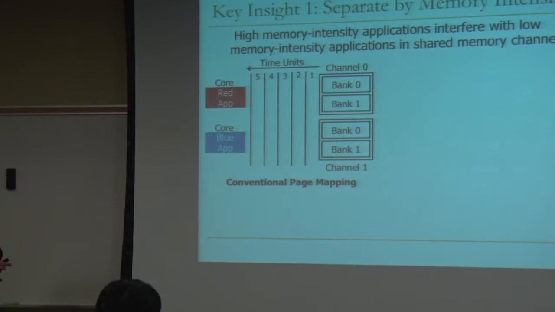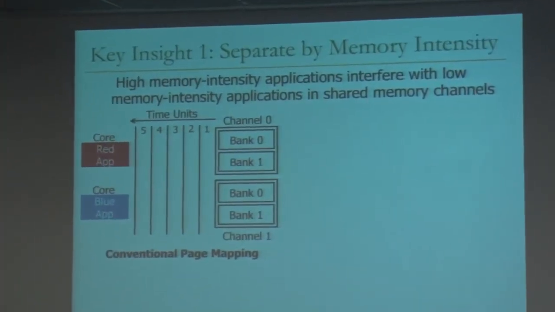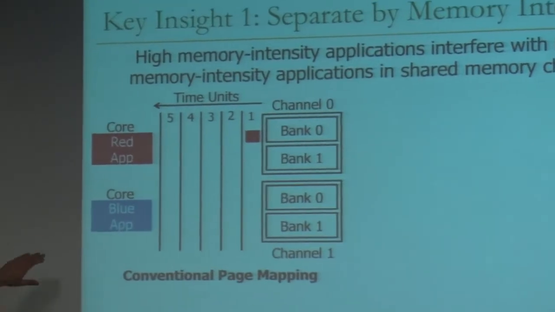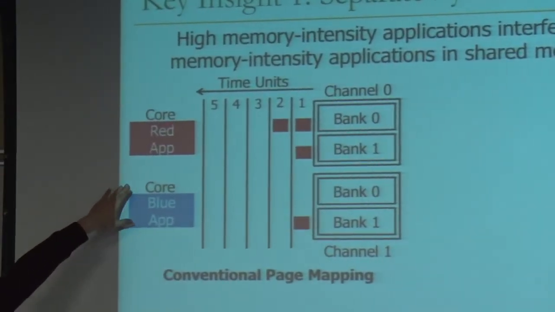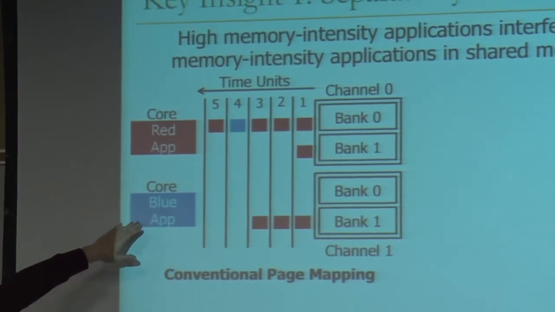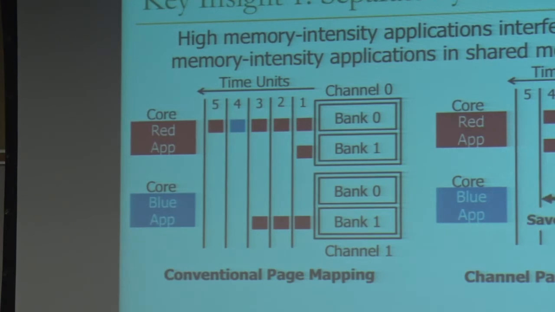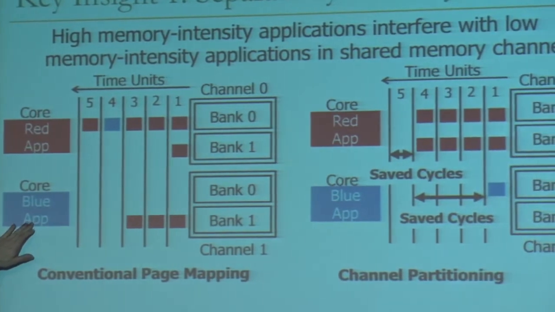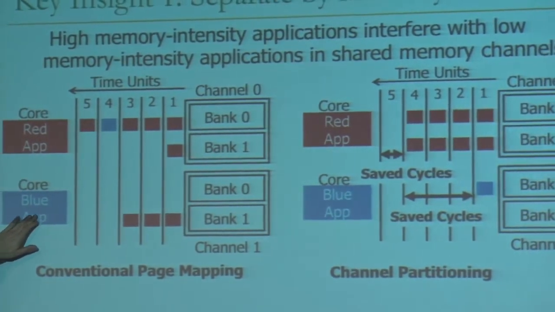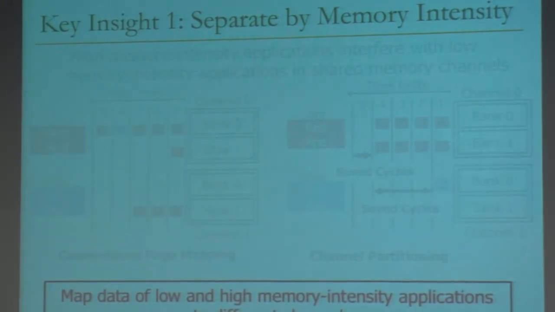And I guess I'll give you one example of this. This is the first insight. Separate applications by memory intensity. Assume that this red application is very intensive. It has lots of requests. And the blue application is not very intensive. It has only one request over here. If you actually separate them to different channels, both applications win. Right? You can save cycles on both applications. Because here, this blue application gets delayed. And also, the red application gets delayed because they contend for the same bank. OK? That's the first principle.